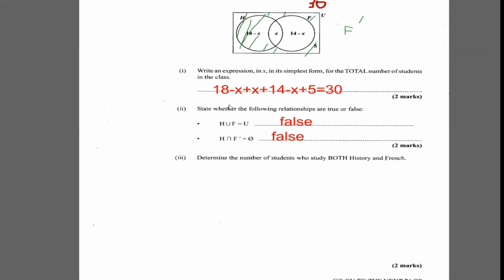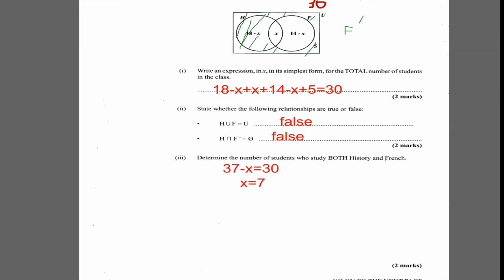What does that tell us then? That tells us that 18 plus 14 is 32, plus 5 is 37. Then minus x minus x, those combine, 37 minus 2x... equals 30. So if 37 minus x equals 30, then x must equal 7. All right, x must be 7.